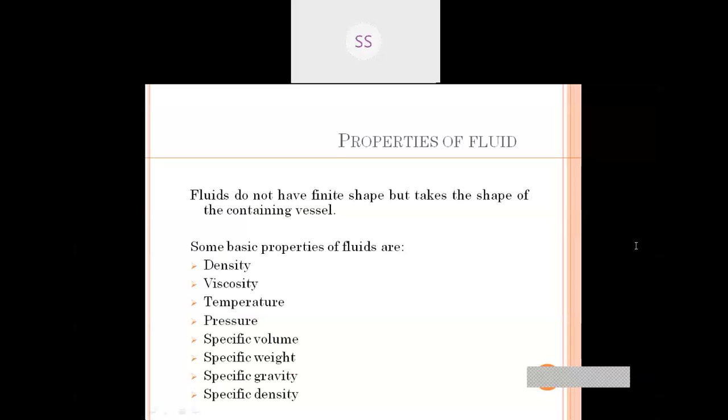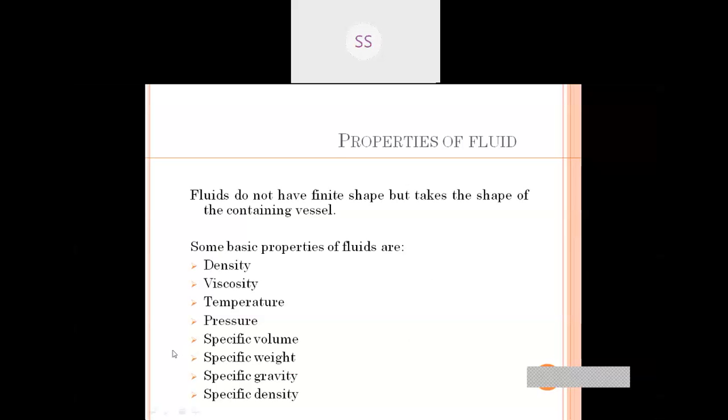Temperature is measured by using three temperature scales. What are these temperature scales? Does anyone know? Celsius, Fahrenheit, and Kelvin. Yes, Celsius, Fahrenheit, and Kelvin scale. So these are three temperature scales, using which we can measure the temperature of the fluid.